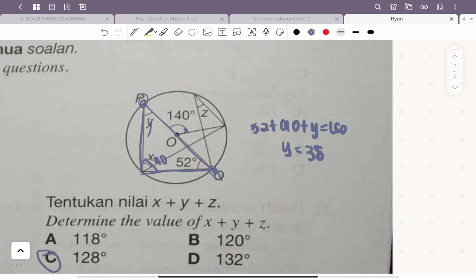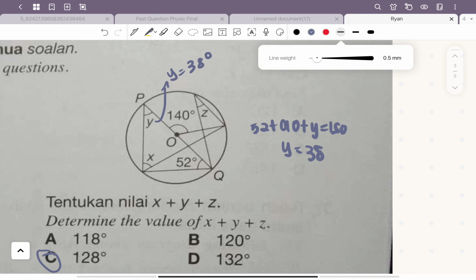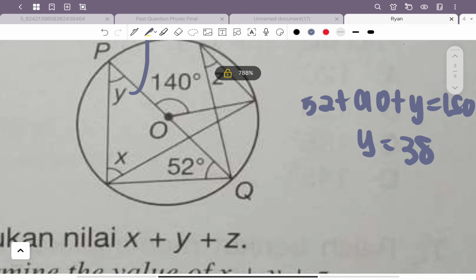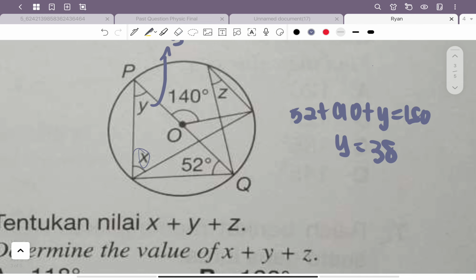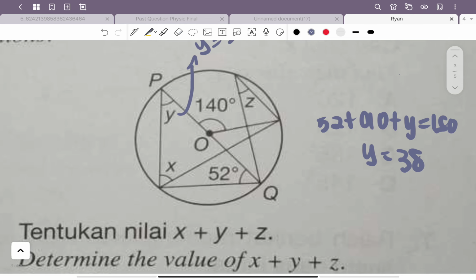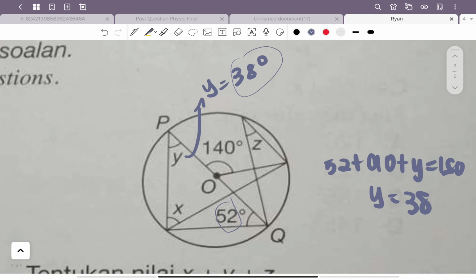Okay, so after you found your y value, now you need to find the x value. Let me make this a little bit smaller because it's too large. So now you need to find x. So how do you find x? Simple. You already have 52, you already have 38. No, we're not using that.